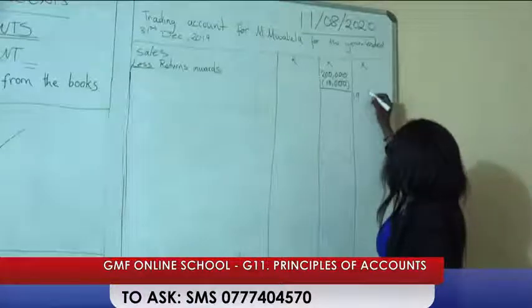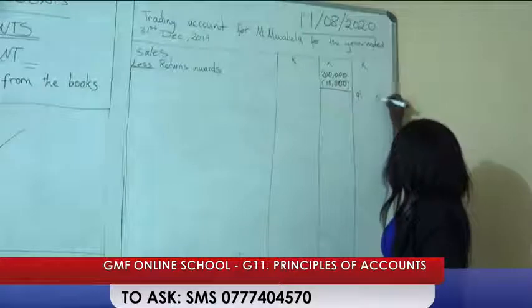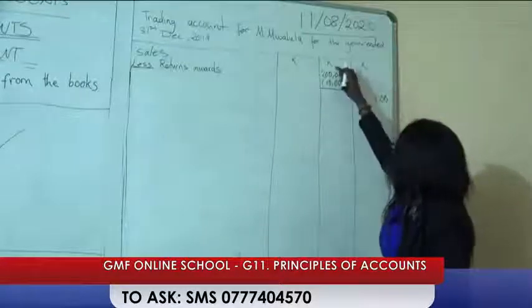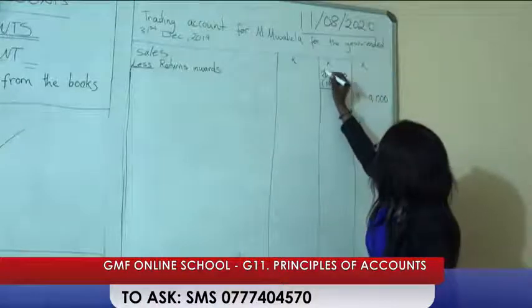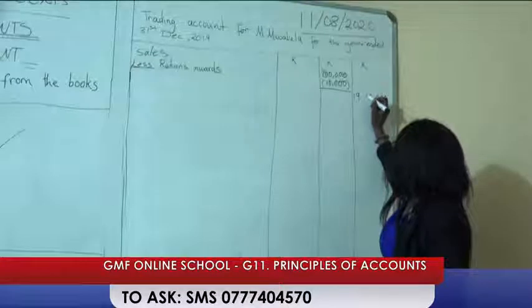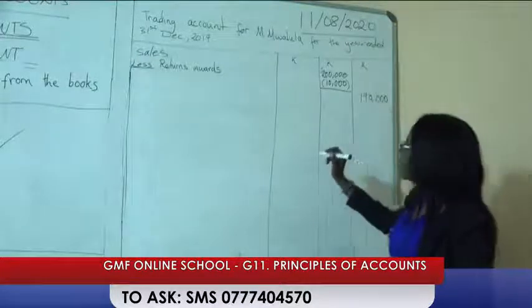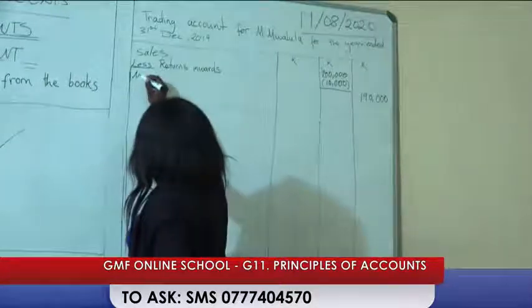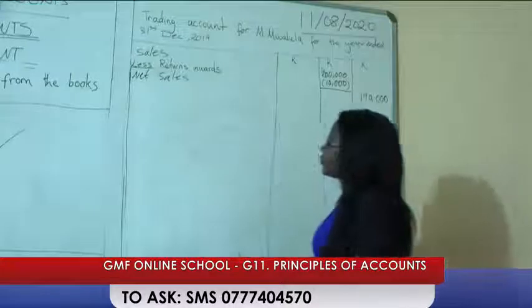190,000. Okay? So when you subtract 0 minus 0, here we'll have the thousands, then here we'll have a 10, get the 1 from there, so here it will be 9. Okay, so these are our net sales. Any adjustments under sales? No.